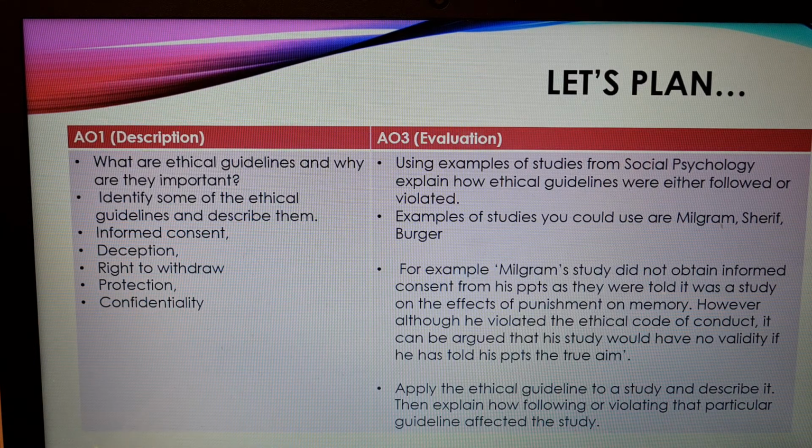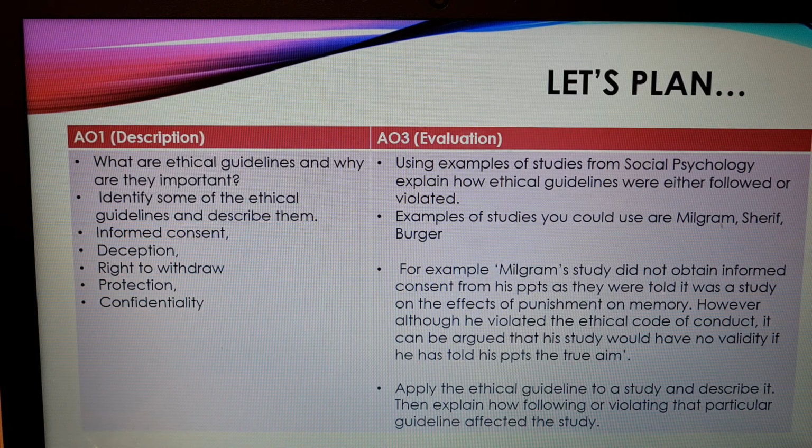Okay, so really for AO1, you're describing what these are. You don't have to write about all of them. Choose a few and write about them, explain what they are and how you would use them in research. So for example, if we were talking about right to withdraw, you would describe it as all participants in a research study should have the right to withdraw from a study at any point. Okay, so you're just describing what the guideline is. That's all you're doing. For 4 marks, all of that would be included.